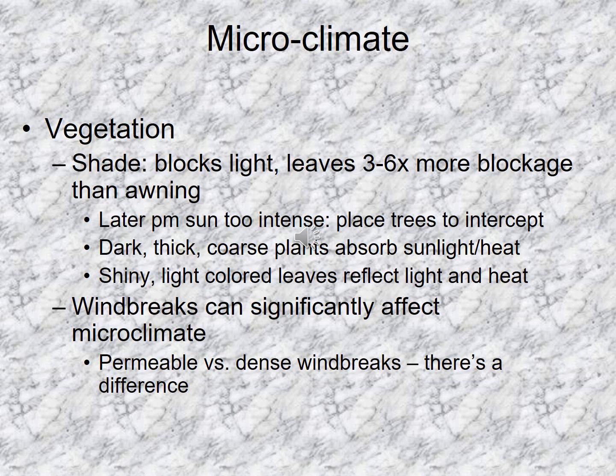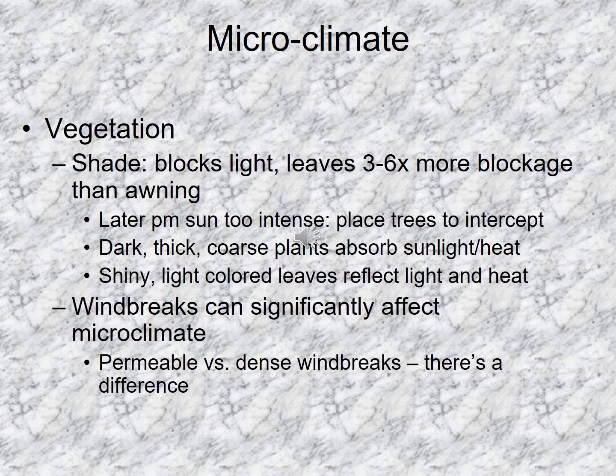Later in the day, the sun can be too intense. You can place trees to intercept that. That might deter too much light on your animal pen or certain crops or on your dwelling. Dark, thick, coarse-leaved plants absorb more sunlight and heat than the lighter, thin-leaved plants that are more suited for cooler or shadier or tropical environments. And shiny light-colored leaves reflect a lot of light, so they can help you in that way too. So use vegetation to your advantage in your design to make things more efficient, helping to give all the other organisms what they need to thrive and survive.